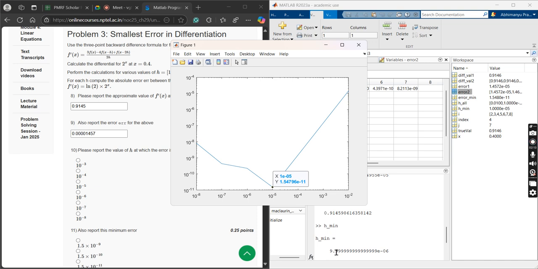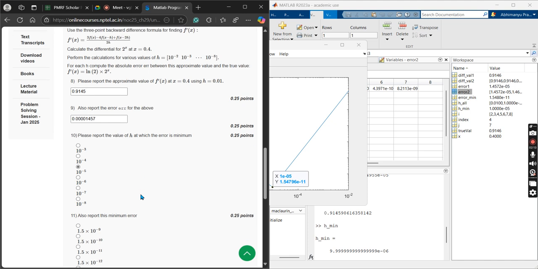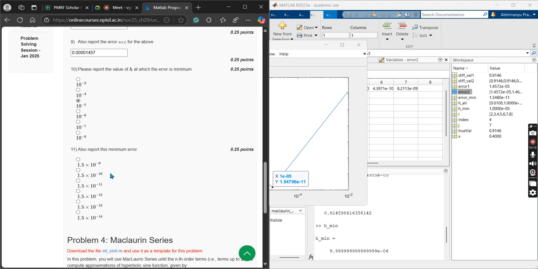Similar value we are getting over here. So this is like 9.999 or 10 to the power minus 6. So that's 1 to the, this is 10 to the power minus 5 only, right? Yeah. So here we get 10 to the power minus 5. Now the minimum, also report this minimum error. So this minimum error is 1.547 and 10 to the power minus 11. So this one.